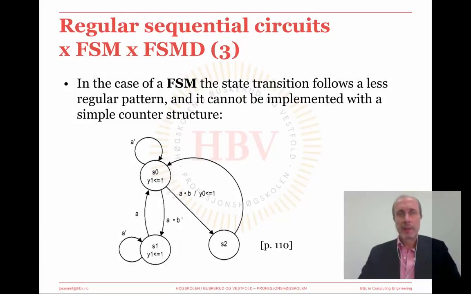Now, in the case of a finite state machine, which is the second type and the example that we are looking at here, you can see that the state transition follows a less regular pattern. And this means that it cannot be implemented using such a circuit as a counter or a shift register. So the combinational logic generating the next state is a far less regular structure.